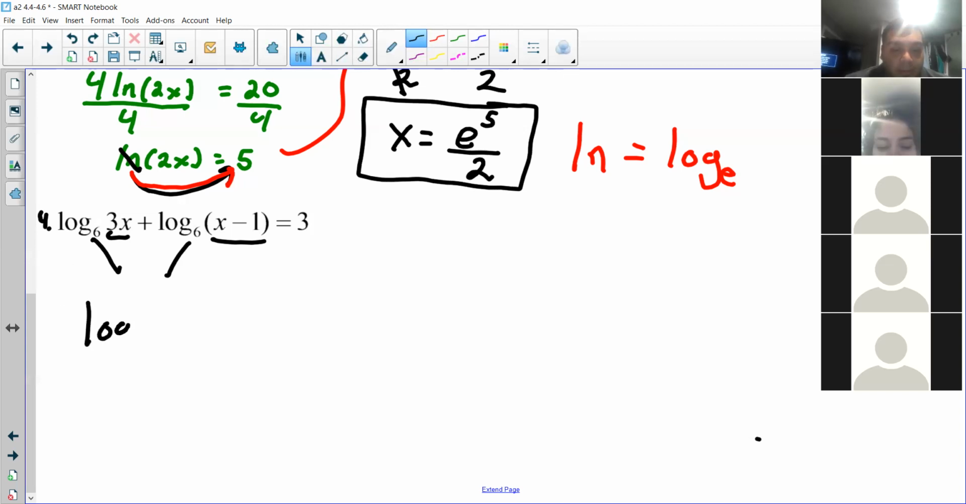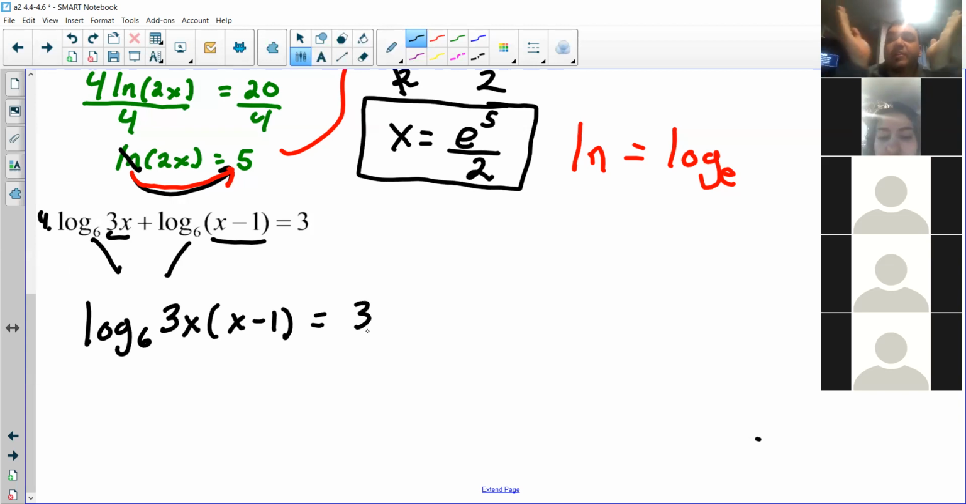So it's going to be log base 6. The base will stay the same. Don't change the base. 3x, x minus 1. That equals 3. So when you condense it, you're multiplying it. We went over those skills previously.